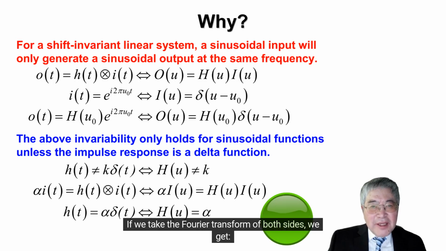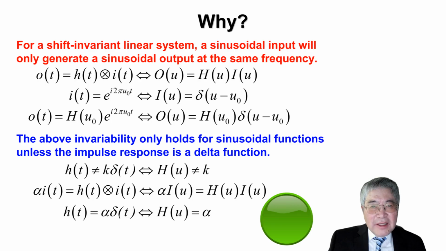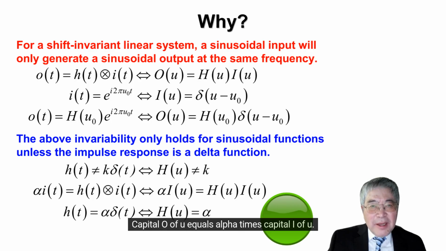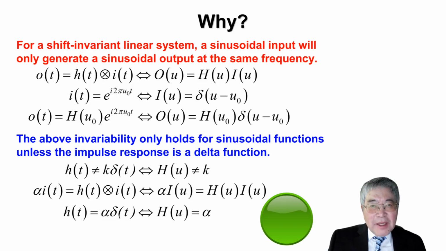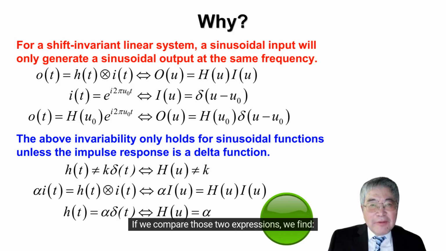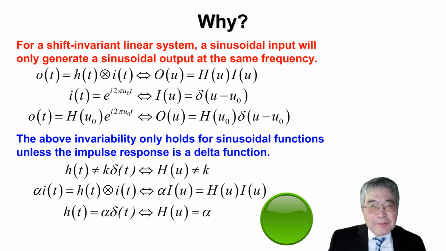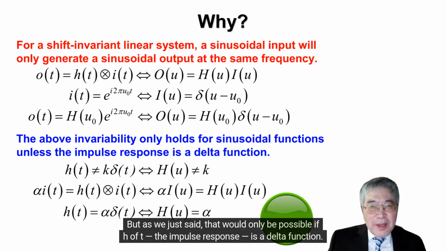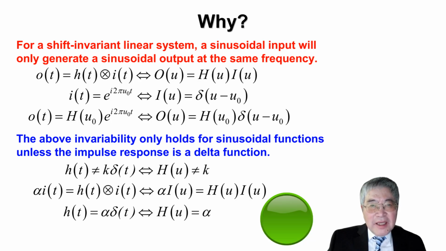If we take the Fourier transform of both sides, we get capital O of u equals alpha times capital I of u. But from the convolution theorem, we also know capital O of u equals capital H of u times capital I of u. If we compare those two expressions, we find capital H of u must equal alpha, a constant. But as we just said, that would only be possible if h of t, the impulse response, is a delta function. And we assumed it's not. So we have a contradiction.